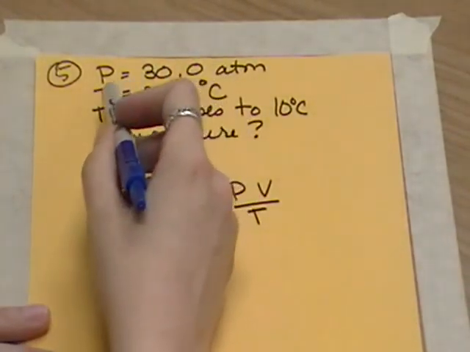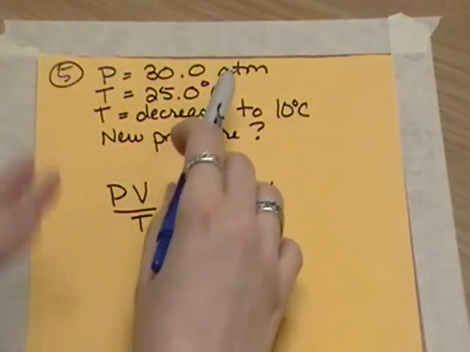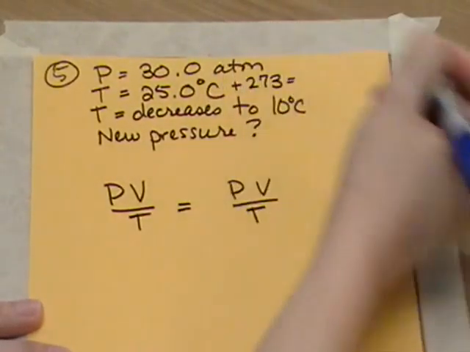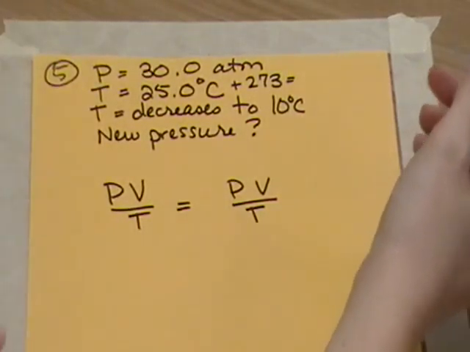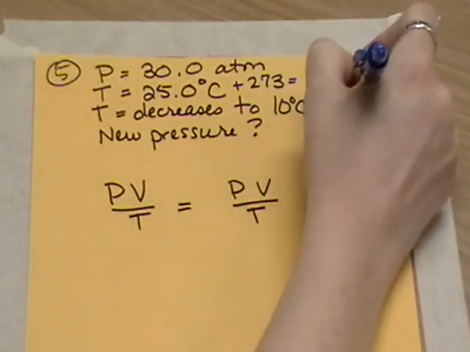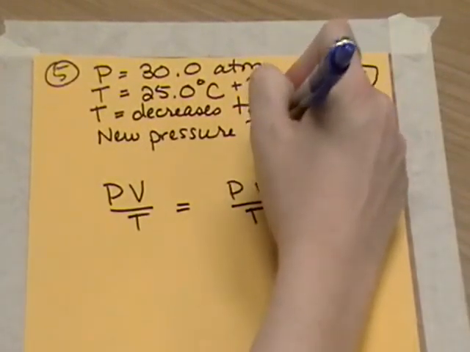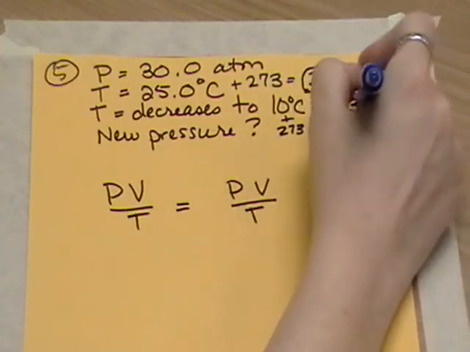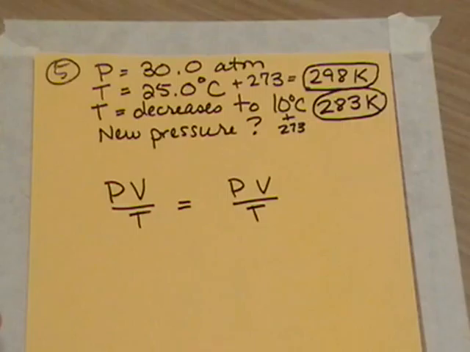So I'm going to see that temperature is 25.0 degrees Celsius. In order to change it to Kelvin, I'm always going to add 273. And when I do that, I see that it's 298 Kelvin. Okay, so I'm going to use that. And then down here it decreases to 10. I'm going to say 10 plus 273 is 283 Kelvin. Once I make those changes, I can go ahead and move on with the problem.